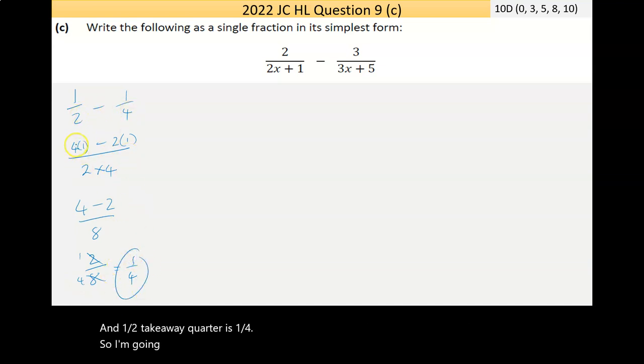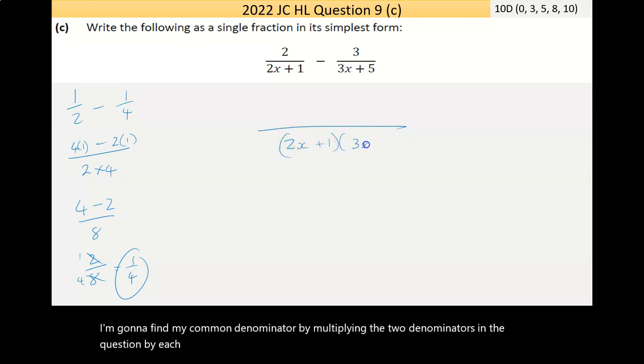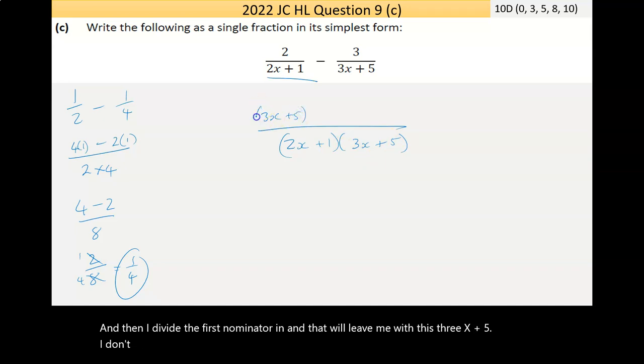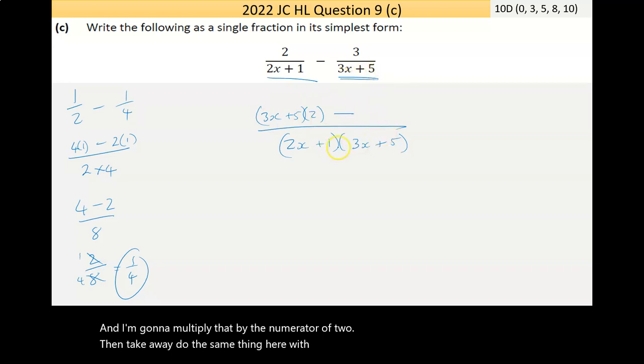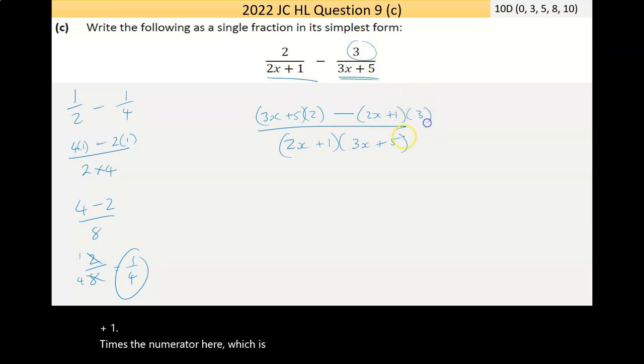So I'm going to do the exact same method here. I'm going to find my common denominator by multiplying the two denominators in the question by each other. And then I divide the first denominator in, and that will leave me with this 3x plus 5. And I'm going to multiply that by the numerator of 2. Then take away, do the same thing here with the second denominator. That leaves the 2x plus 1 times the numerator here, which is 3.